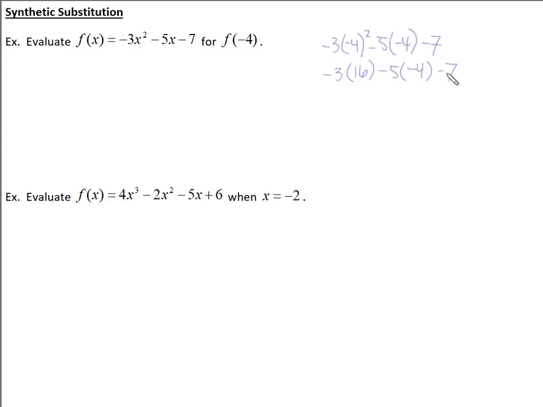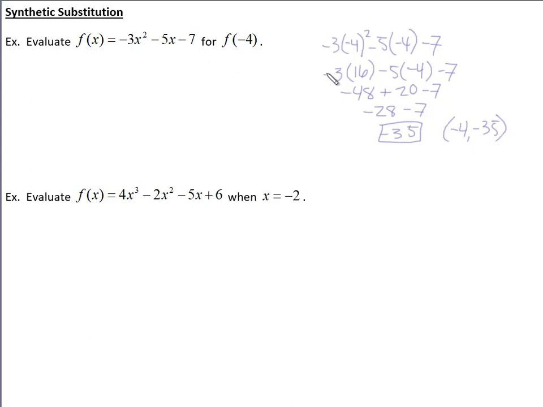Come back and multiply. Negative 3 times 16 is negative 48. Negative 5 times negative 4 is positive 20. Add and subtract from left to right. Negative 48 and positive 20 is negative 28. And minus 7 more is negative 35. So there's my answer. When I plug in negative 4 for x, I get negative 35 for y, meaning negative 4, negative 35 is a point on that graph.